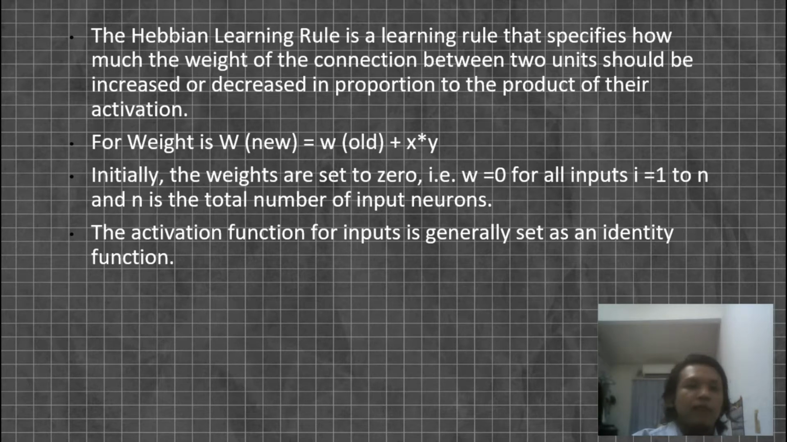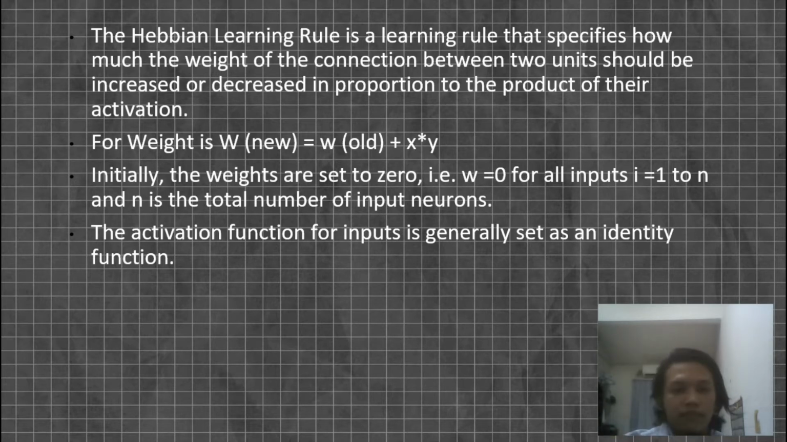Perceptron and Hebbian. The Hebbian learning rule is a learning rule that specifies how much the weight of the connection between two units should be increased or decreased in proportion to the product of their activation. The weight is W new equals W old plus X times Y. Initially, the weights are set to 0. For example, W equals 0 for all inputs, where i equals 1 to n, and n is the total number of the input neurons.